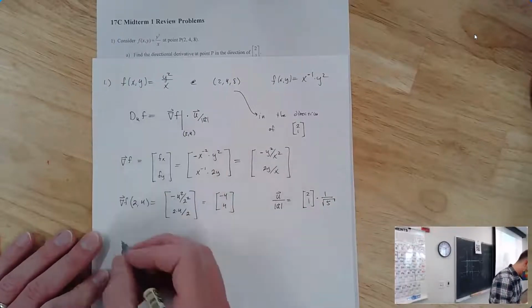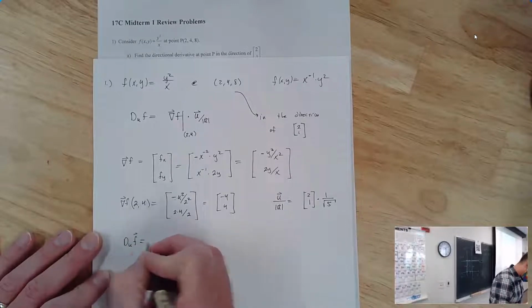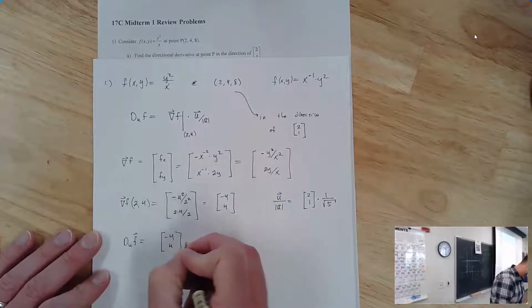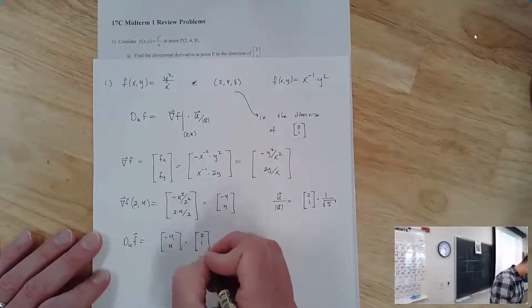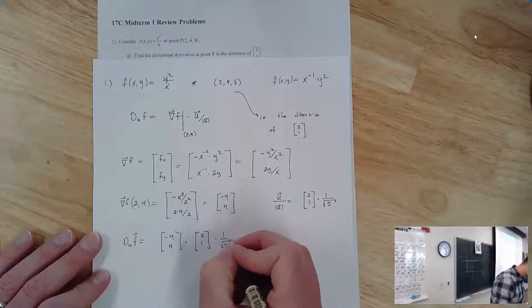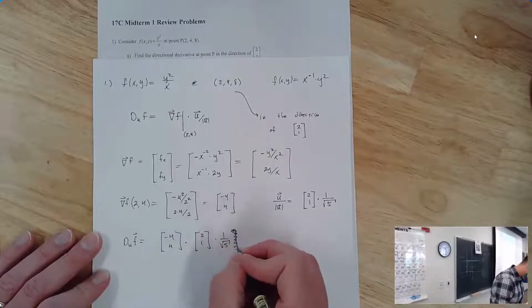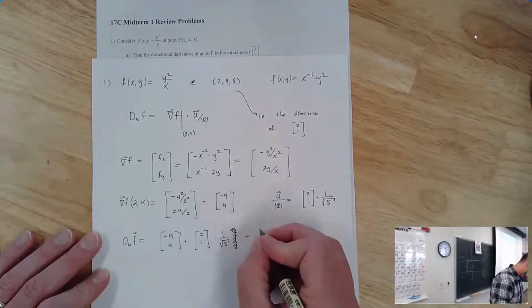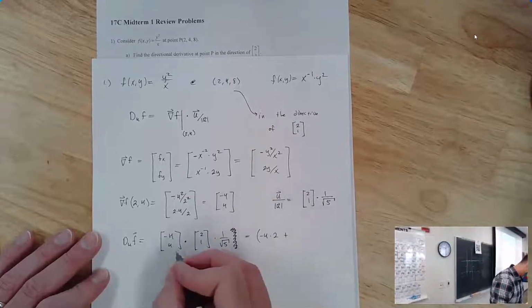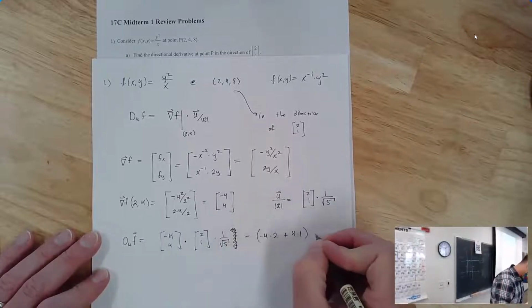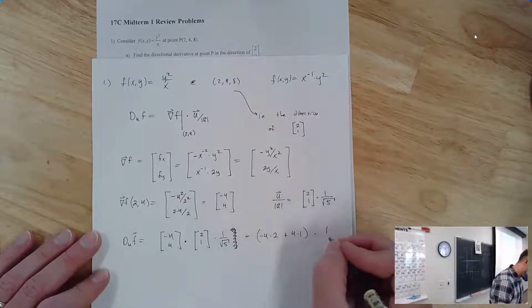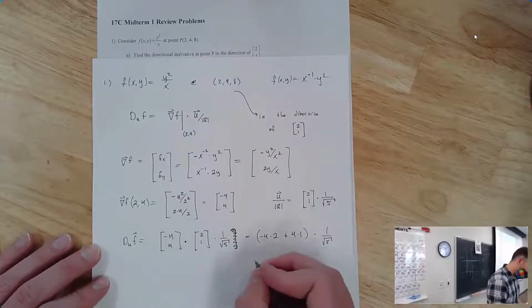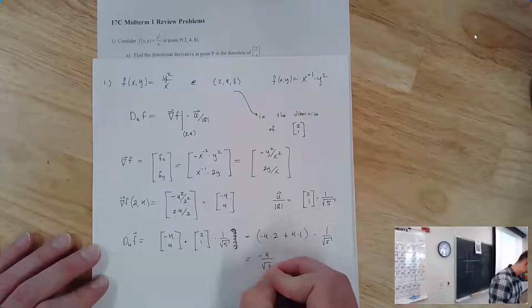We say, okay, I'm going to do my directional derivative. It's going to be my gradient, which is (-4, 4), dotted with this direction vector divided by its magnitude. Which is going to be -4 times 2 plus 4 times 1, times 1 over root 5. So simplifying this, I get -8 plus 4, so that's going to be -4 over root 5.